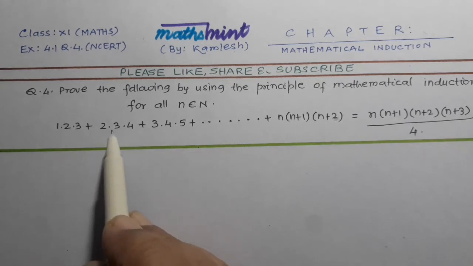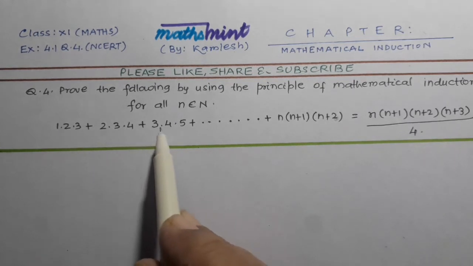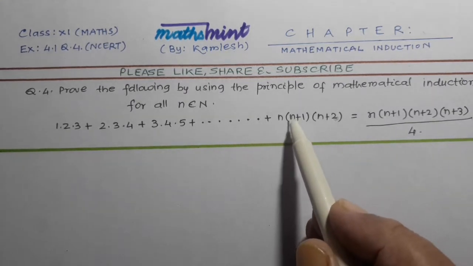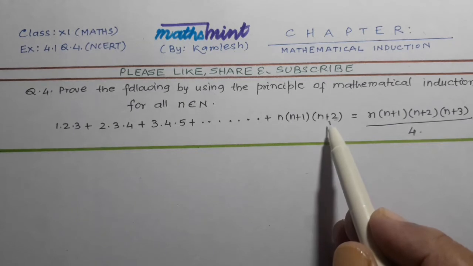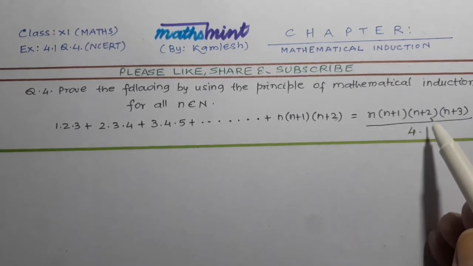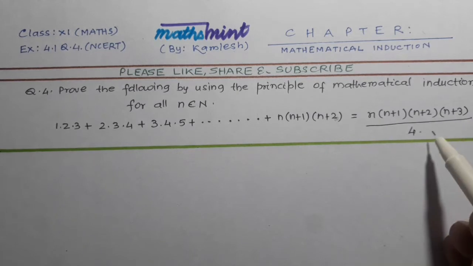1.2.3 plus 2.3.4 plus 3.4.5 and so on, n into n plus 1 into n plus 2 will be equal to n into n plus 1 into n plus 2 into n plus 3 by 4.